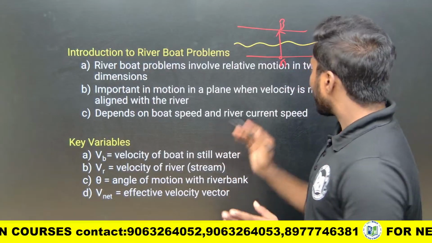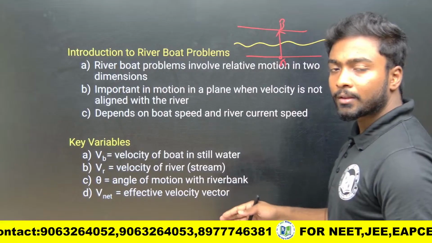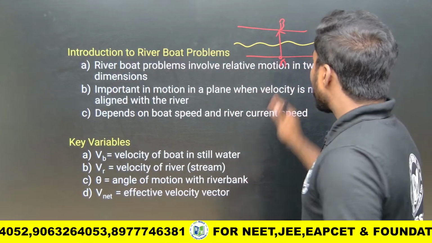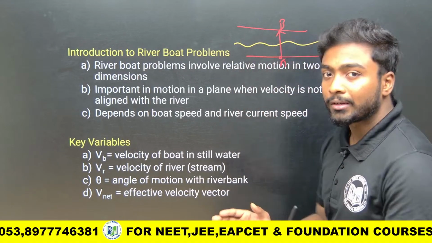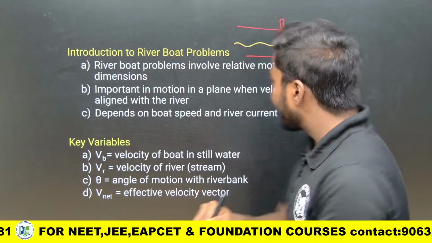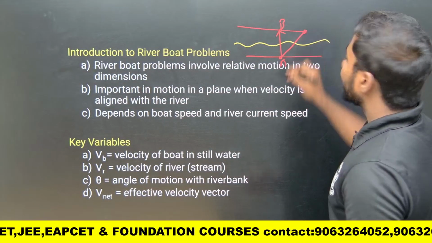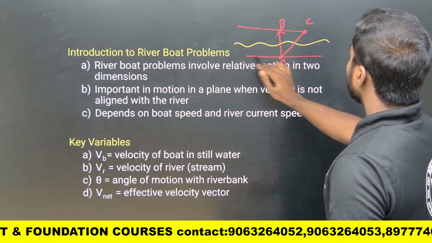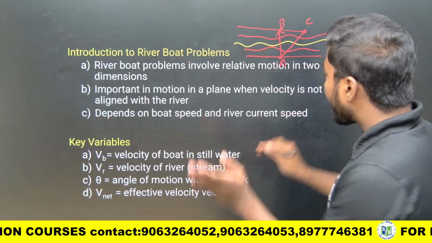This is the path where water flows like this. You need to travel from point A to point B like this. Will you travel exactly in the same direction? Yes or no? No, right? As the water is coming like this, your boat also will move with the water, so it will be tilted like this and go like this. You will reach some point C. Am I correct? Yes or no? So as the river is flowing, you are going like this.